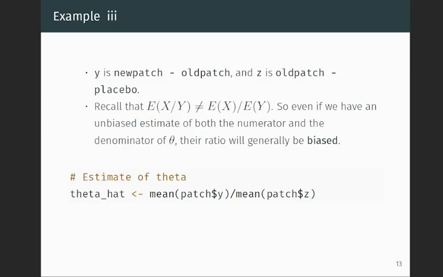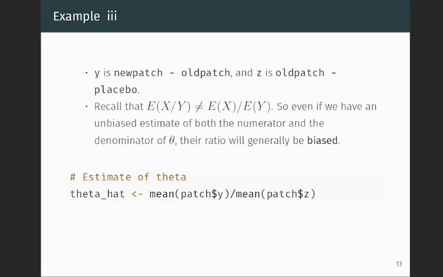And one key thing is recall that the expected value of a ratio is not the same thing as the ratio of expected values. So even if we have unbiased estimates of both the numerator and the denominator, which we typically do because those are expected values, and we know that the sample mean is an unbiased estimate of the expected value, if we take the ratio of those unbiased estimators, in general the ratio will be biased, right? So there's no reason to expect that the ratio will be unbiased. So we're interested in measuring or estimating that bias.